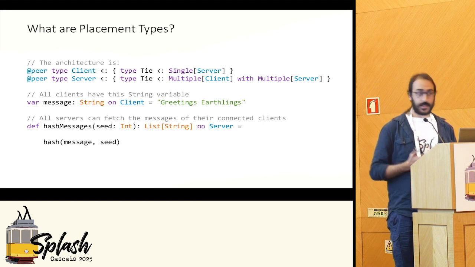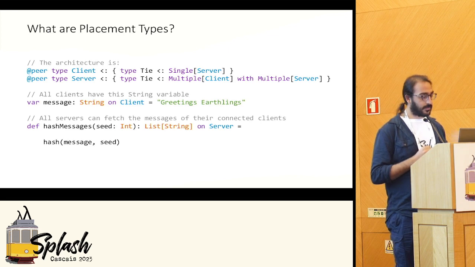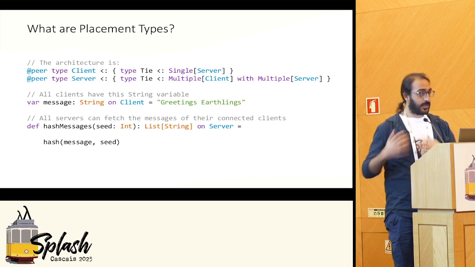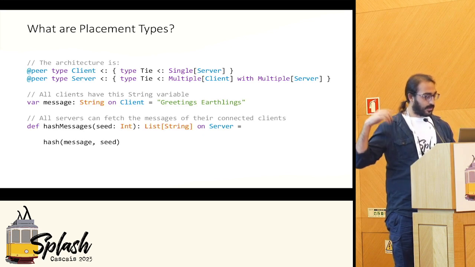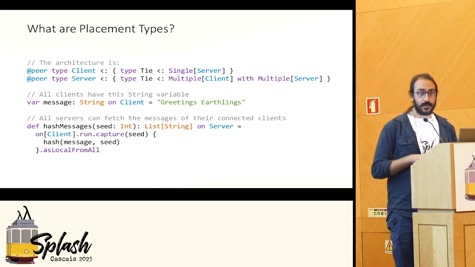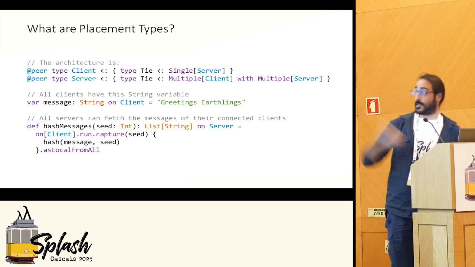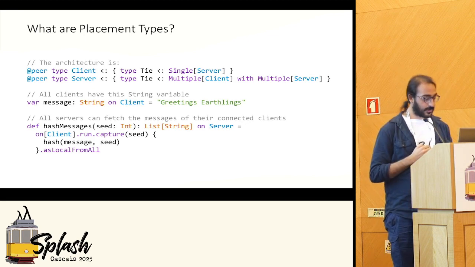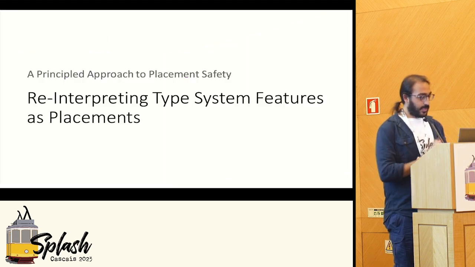We can also do the same for functions. This hash messages function takes a seed and is placed on a server, so it's only callable from a server. What it does is go to the clients and hash the clients' messages using that seed. But it's a bit ambiguous where the computation should be, and we also want to make explicit what is being sent over the wire, which is why we surround that piece of code with the context in which it should run, and we explicitly say which values are sent over the network. But this is essentially just placement types.